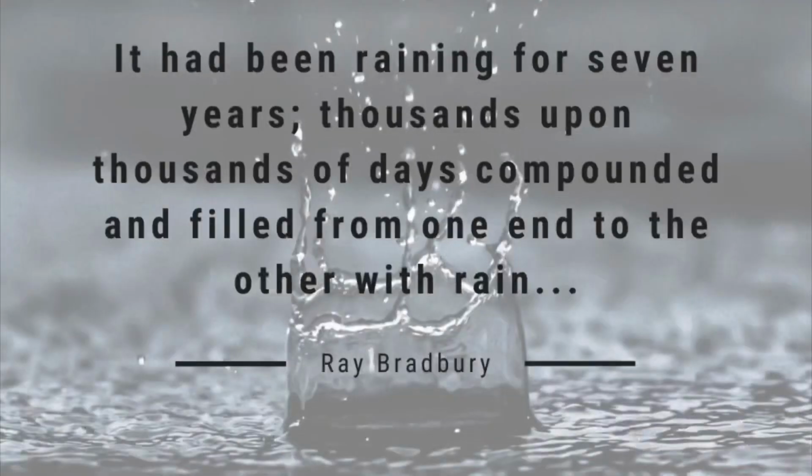To do this, we really need to dive deep into the author's word choice. So let's analyze a few quotes from the story. "It had been raining for 7 years. Thousands upon thousands of days compounded and filled from one end to the other with rain." In this quote, the author writes about thousands upon thousands of rainy days.